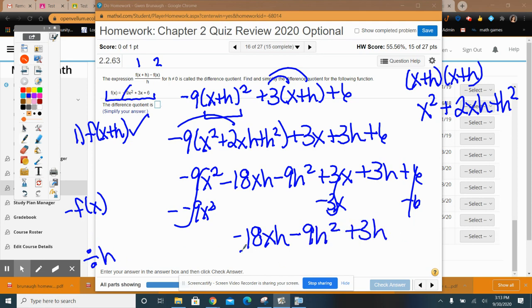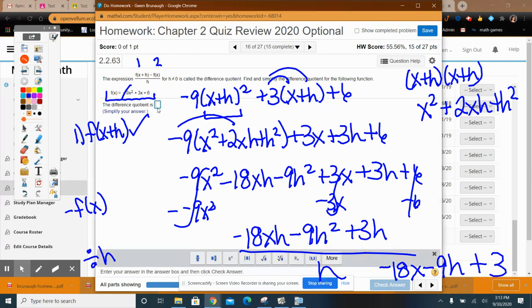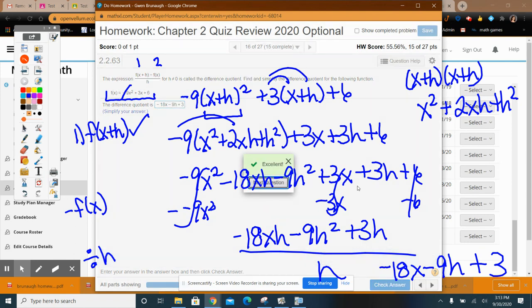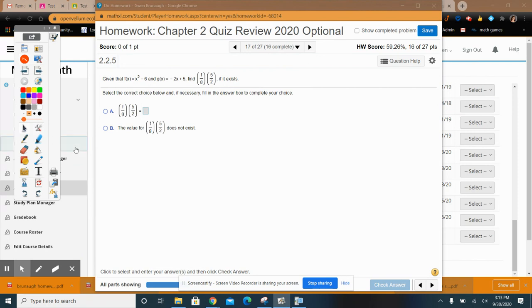To finish up, we divide everything by h, each piece. Those h's cancel, and I get negative 18x. One of the h's cancels here, which leaves a minus 9h. Both h's cancel there, and you get a plus 3, and that is our answer: negative 18x minus 9h plus 3. That's one of the hardest ones on the test or quiz or whatever this is.